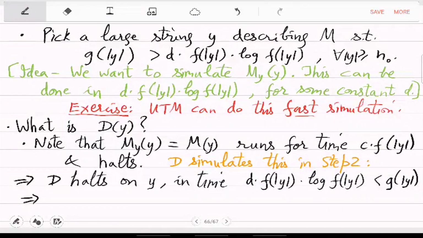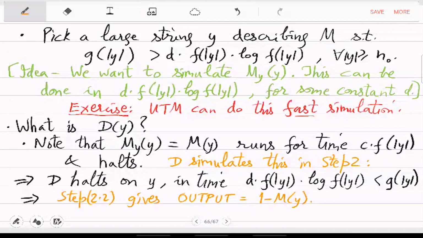So which means that step 2.2 gives output 1 minus M_y(y), right? So this means that D(y) is not M_y(y).